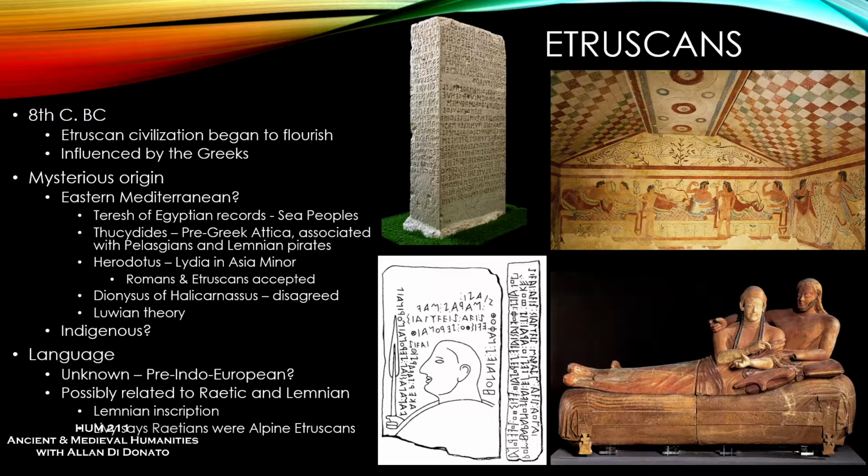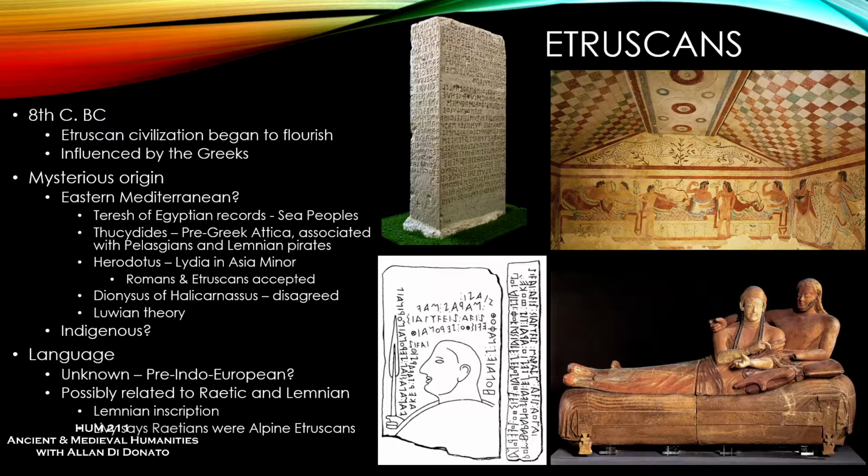One thing I do want to point out is we do have written records from the Etruscans, which is kind of neat. And we do know the language is not Indo-European. It's possibly a pre-Indo-European language we don't really know. And it seems to be related to other languages that we've found evidence of in the ancient world, particularly Rhaetic and Lemnian. So this goes back to that island of Lemnos.